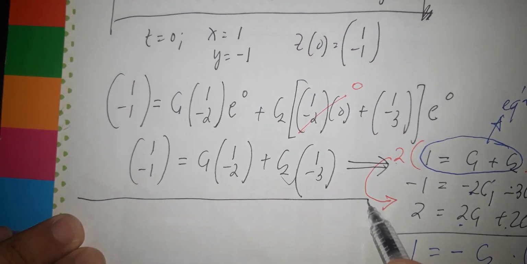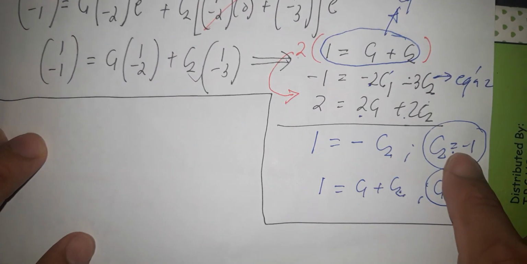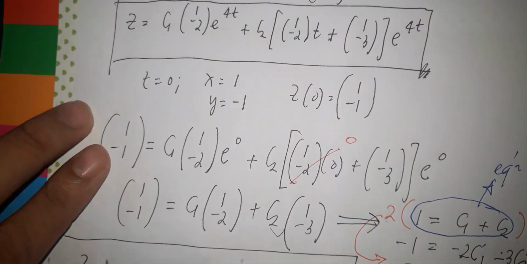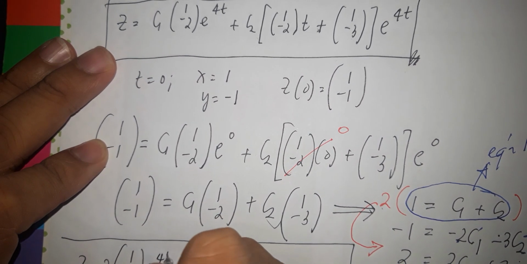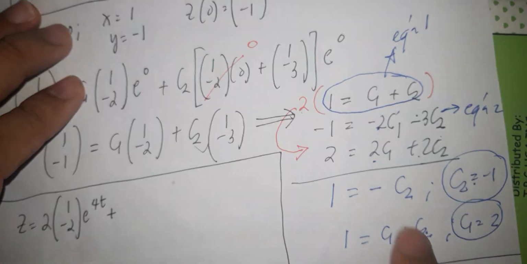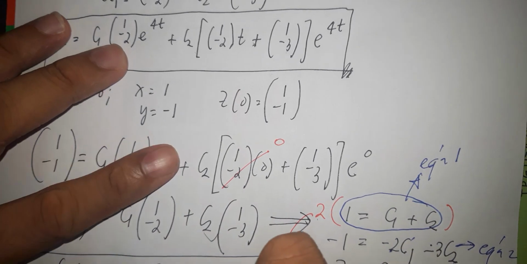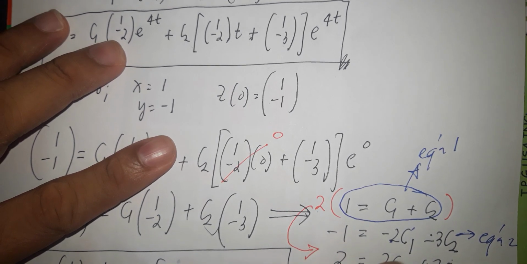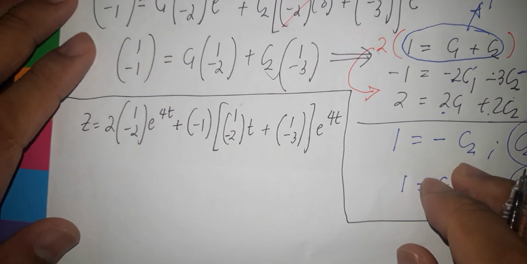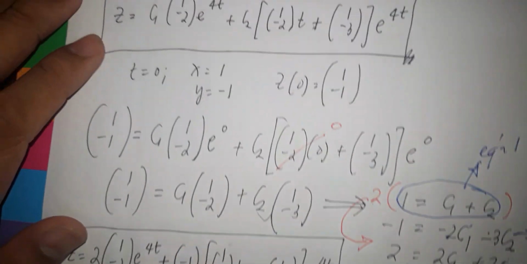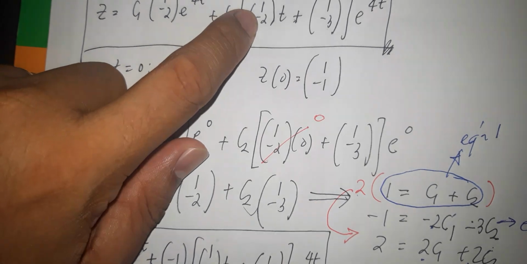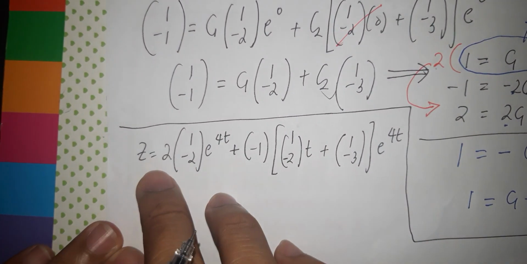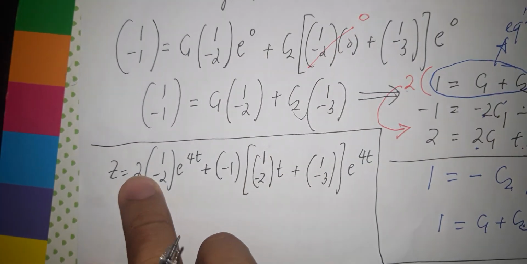So if C1 is 2 and C2 is negative 1, we just substitute into the general solution. So, z is equal to, the value of C1 is 2, so you have 2 (1, negative 2) e to the 4t, plus the value of C2 is negative 1, quantity (1, negative 2) t plus (1, negative 3) e to the 4t. So, we just substitute the values of C1 and C2 into the general solution.